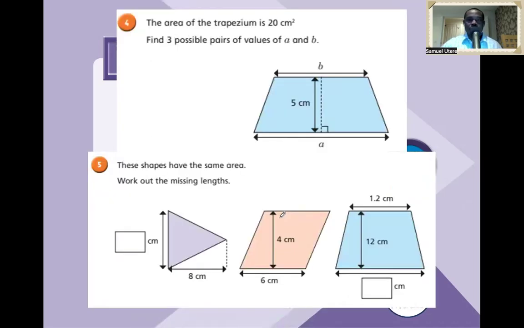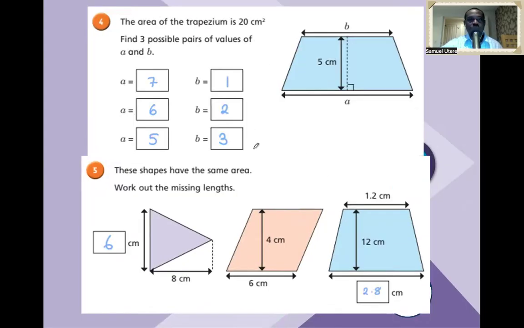Okay. Pause the video and answer questions 4 and 5 in 3 minutes. Assuming you've paused the video and you've answered questions 4 and 5, here are the answers. So here you were asked, the area of the trapezium is 20 centimeters squared. Find 3 possible pairs of values of a and b, okay? So we're just looking for pairs of values that after we've added them, when we multiply by 5, we're going to get 20.